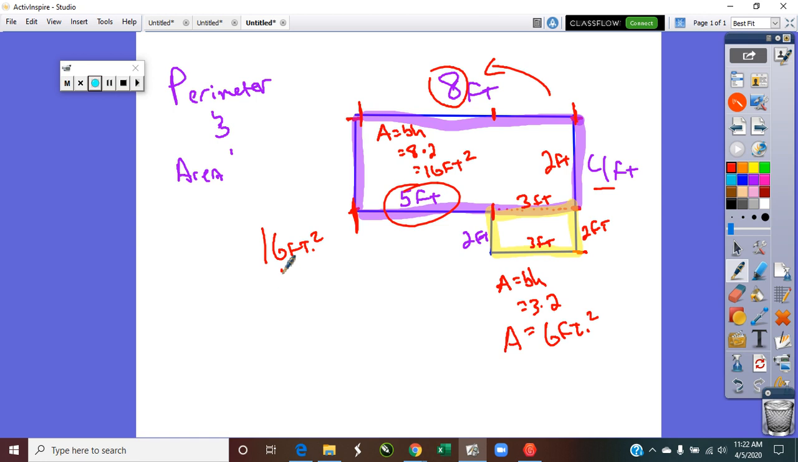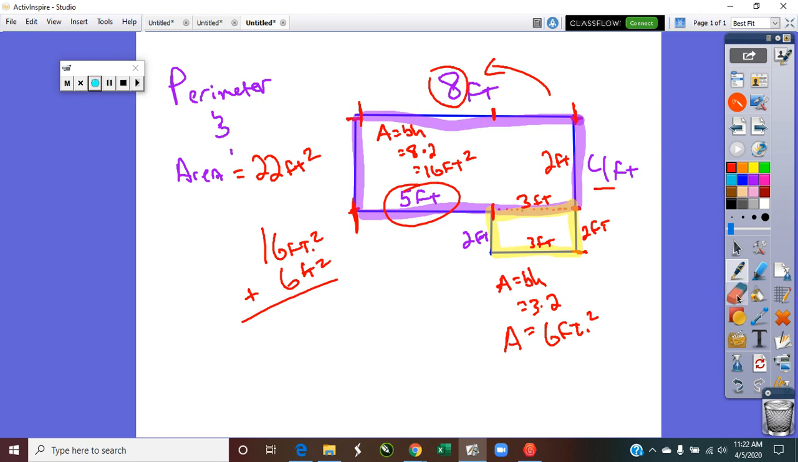Now I have my two areas, and if I add those together, the area of this entire figure would be what? 16 plus 6 would give me, this would give me what? 22 feet squared. My only other thing I need to find is the perimeter. Okay, so let's go back and find the perimeter.